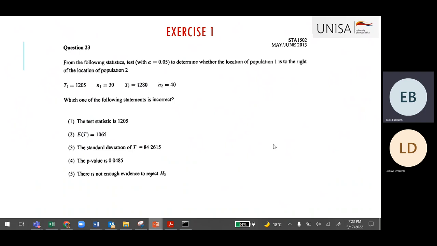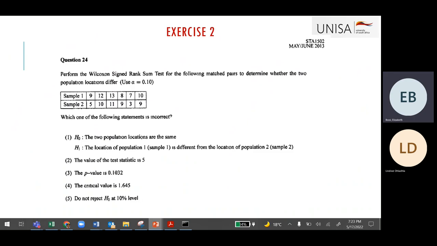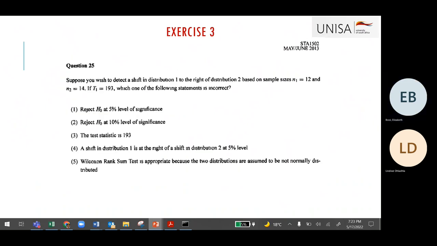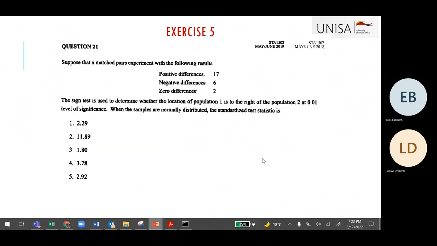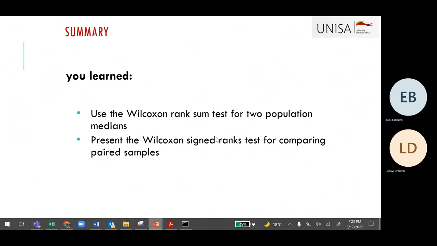So here is the first question. And then the second question is more about the sign rank sum as well. And the third one is about the sum ranks, Wilcoxon's rank sum test. And then the signed rank sum test with the pairs, matched pairs, the before and the after.